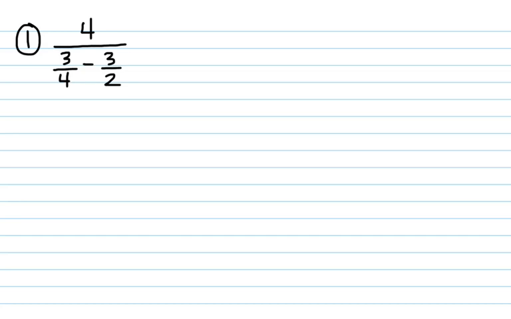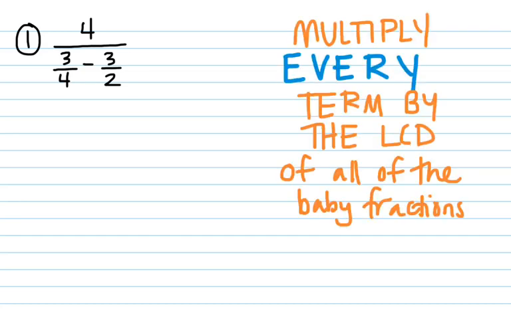When we simplify these, we don't want to have fractions and fractions. At the most, we want to have one fraction in this problem. So the key to doing this is to multiply every term by the LCD of all the baby fractions. Remember, LCD means the least common denominator. And by baby fractions, I mean these little guys, the ones that are inside of the big fraction.